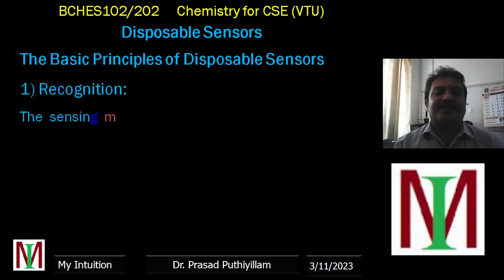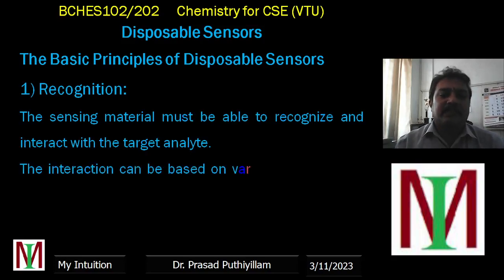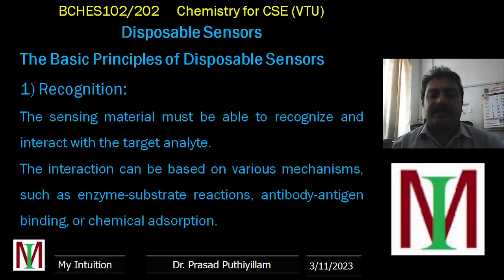One is recognition. The material should recognize and interact with the target analyte. The interaction can be based on various mechanisms such as the enzyme-substrate reaction, antibody-antigen binding, or chemical adsorption, based on where we are applying. If you are applying it in a place like pesticide detection, we use an enzyme as the sensing material. It should interact with the substrate in an enzyme-substrate reaction.